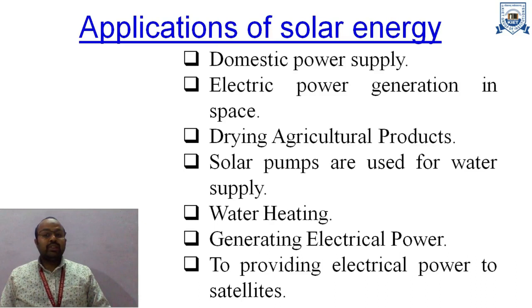Now, applications of solar energy. Basically, domestic power supply, electrical power generation in space, and drying applications, generally drying agricultural products to remove their moisture content and increase their shelf life. Solar pumps are used for irrigation, water heating, electrical power generation, and providing electrical power to satellites. This is the main function of solar energy.